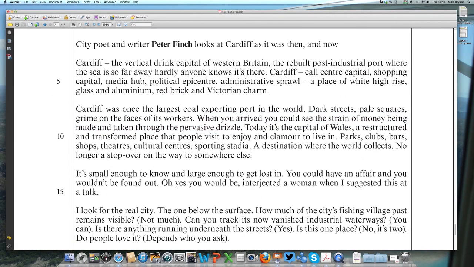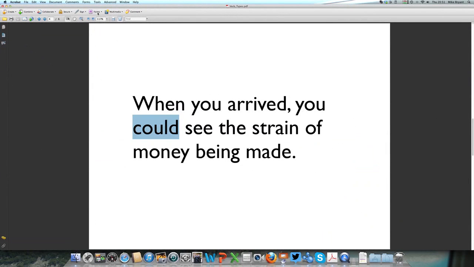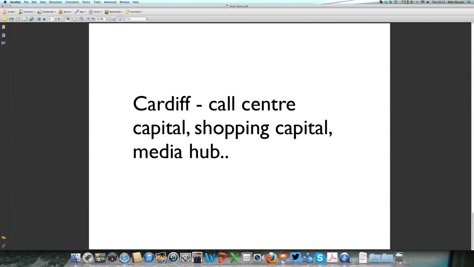Just one more point today about verbs and verb types, which is what happens when verbs are not there. As with many feature articles, this article begins with a summary, expressing the characteristics of the place and some concrete details that the reader will remember. So I've chosen the second sentence of the passage just to comment on a little bit more. "Cardiff, call centre capital, shopping capital, media hub."